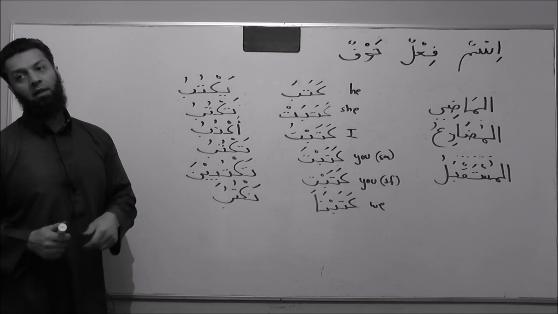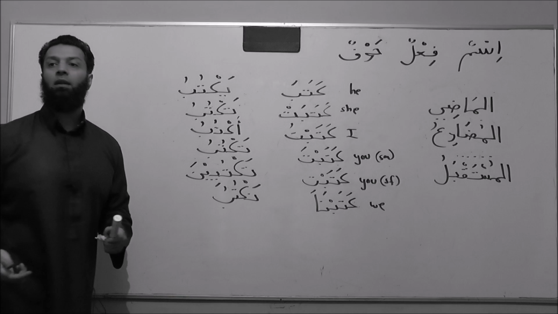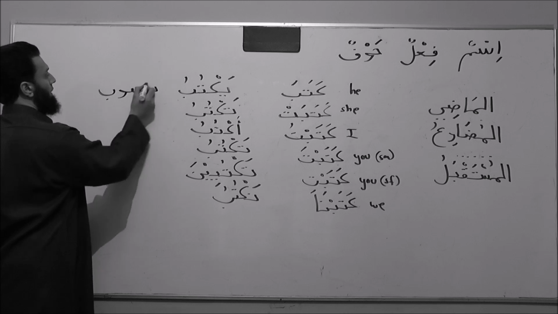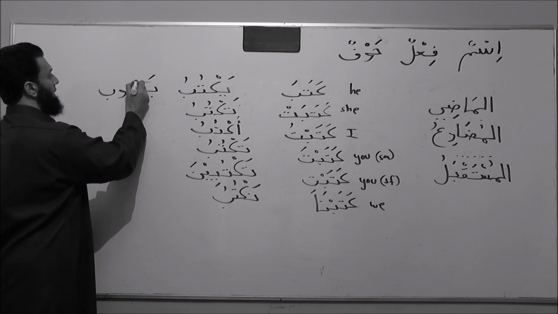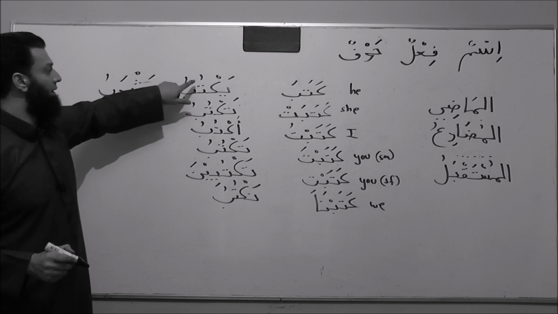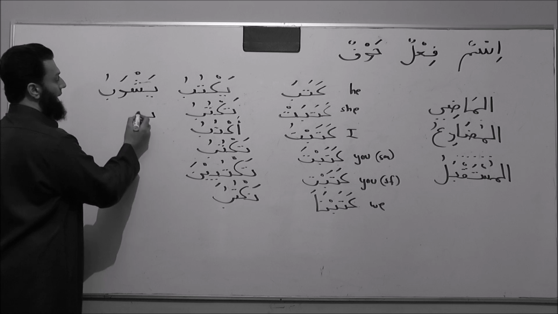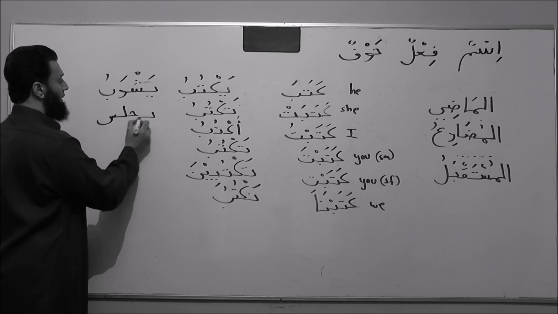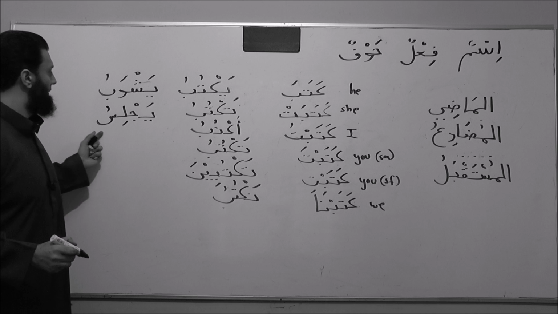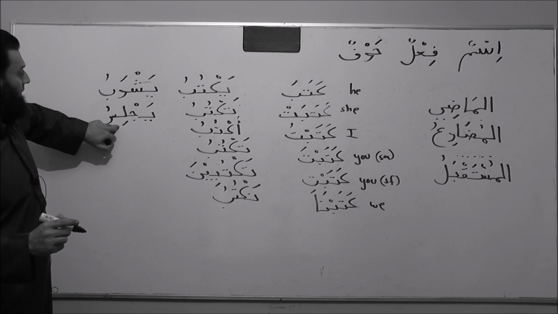Here it's a dhamma, but it can also be a fatha and it can also be a kasra. For example, yashrabu. Here, note that the middle letter is a fatha, not a dhamma. Yashrabu means he is drinking. And we can also say yajlisu. Yajlisu means he is sitting, but note that the middle letter now has a kasra.